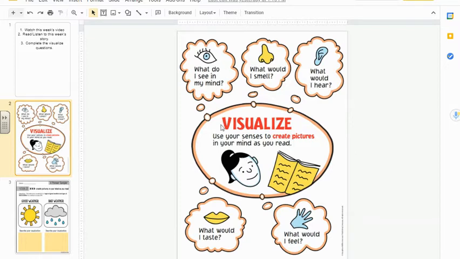So, you can ask yourself these questions. What do I see in my mind? What would I smell if I was there? What would I hear? What would I taste? And what would I feel? All of your senses can help you create an image in your mind when reading.